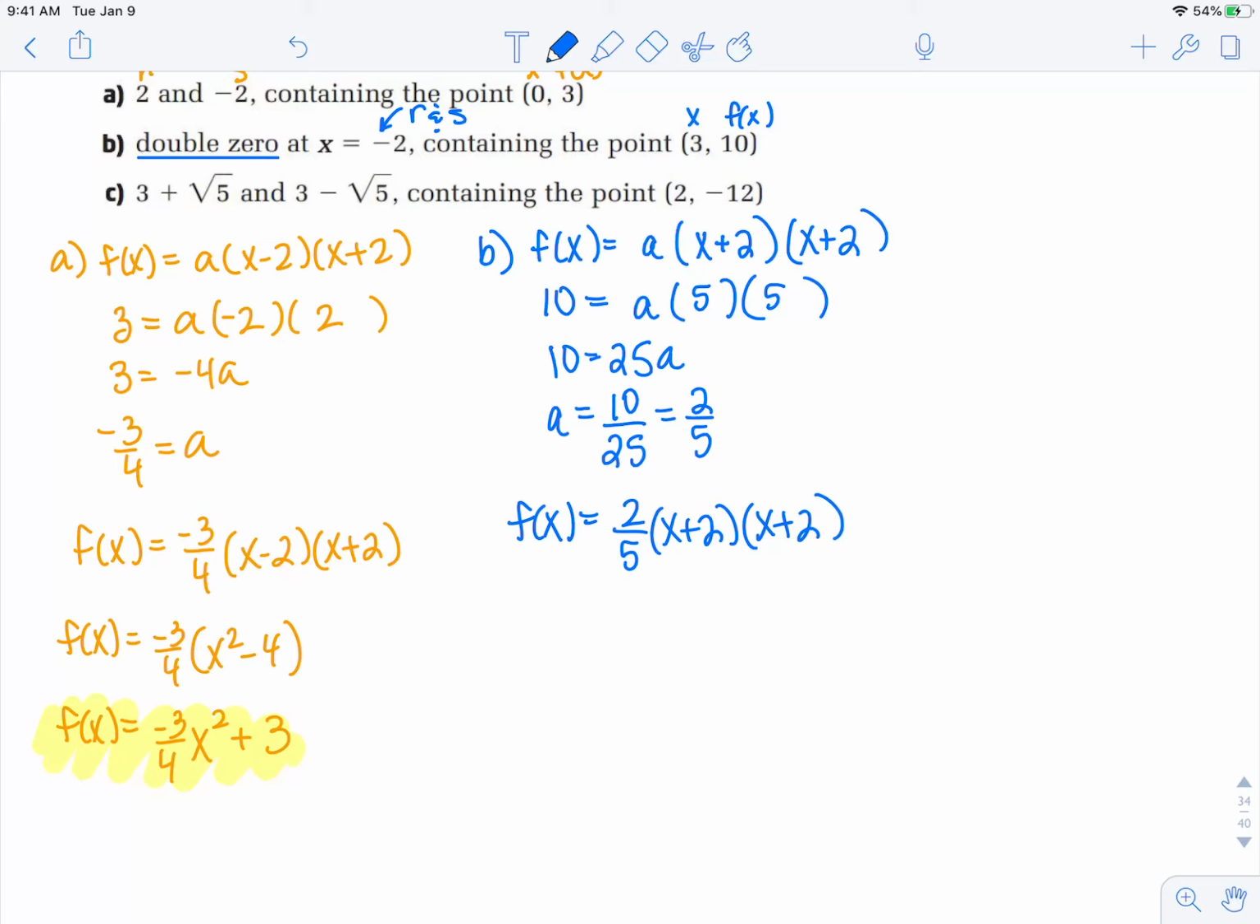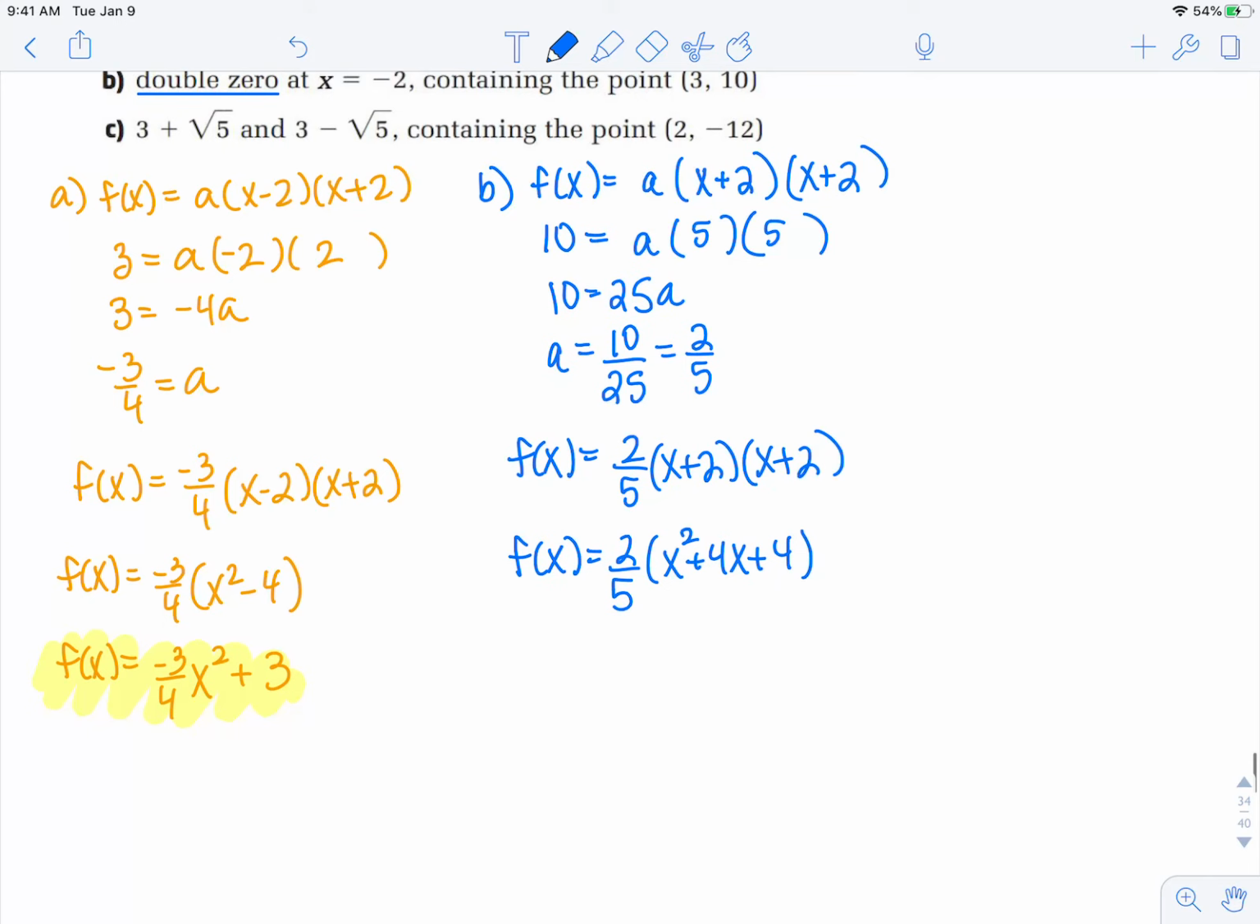To put it into standard form, I need to FOIL those two binomials. x squared plus 4x plus 4. And then when I distribute 2/5, f of x equals 2/5 x squared plus 8/5 x plus 8/5. So now that went from intercept form to standard form.